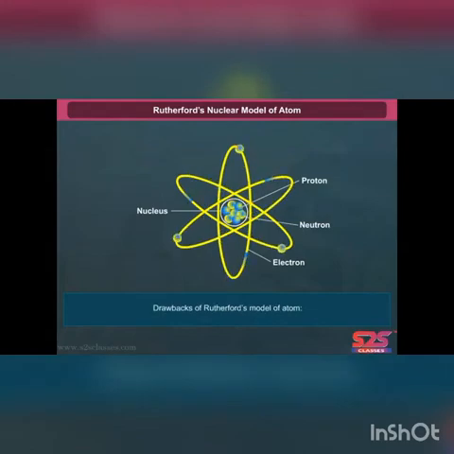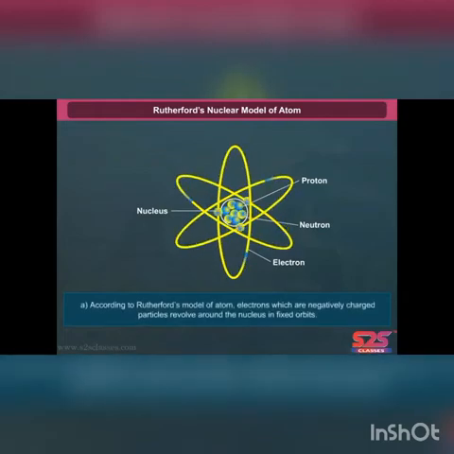There were few drawbacks of this model, because of which it was not fully accepted. According to Rutherford's model of atom, electrons, which are negatively charged particles, revolve around the nucleus in fixed orbits.